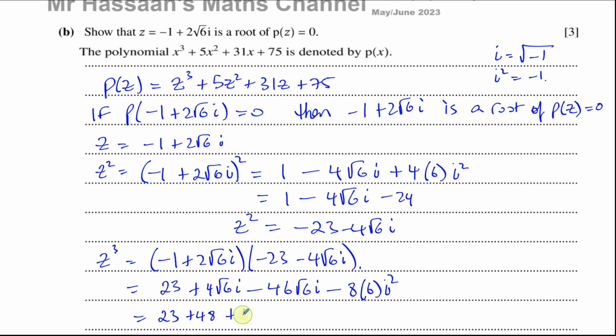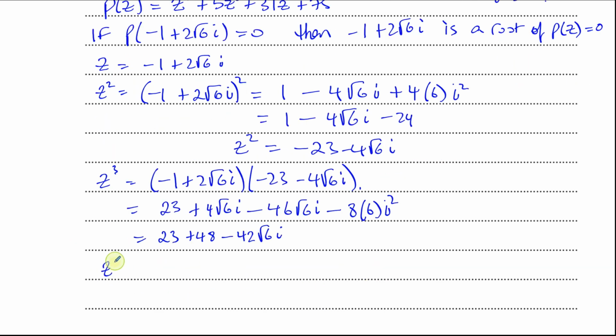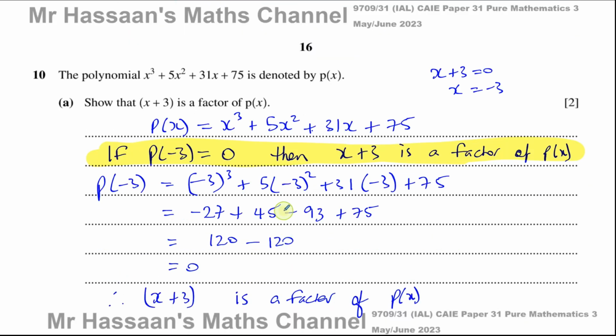And you're going to have plus 4 root 6i minus 46, so let's just do that sum, that's going to be minus 42. Let's just get the eraser out. That's negative 42 root 6i. So in the end, we can say z cubed is equal to 23 plus 48, that's 71, minus 42 root 6i. So that's z cubed. Now we can take this and put it into our equation.